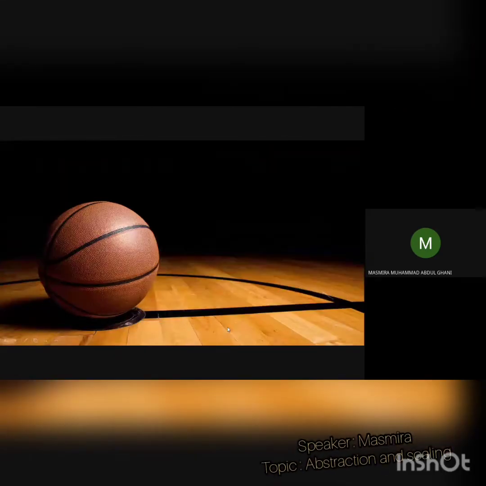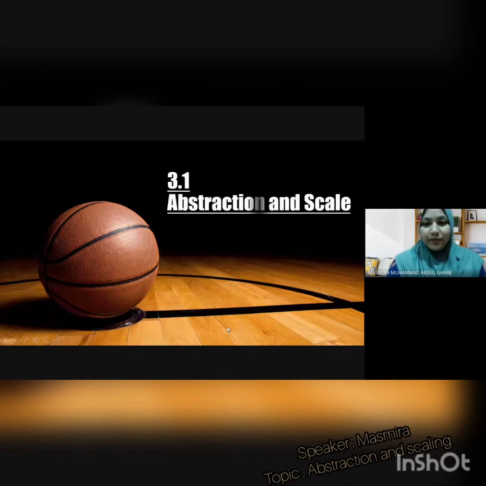Today I am going to share with you about subtopics in mathematical modeling, which are 3.1 abstraction and scale, and 3.2 geometric scaling. Okay, we may start now. First, about 3.1 abstraction and scale.